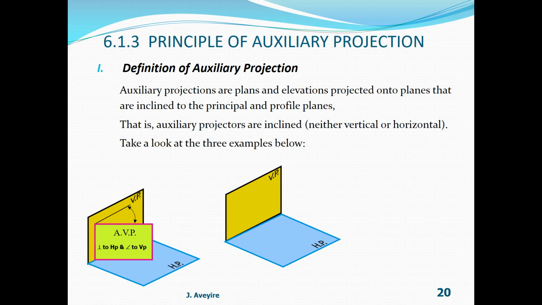Second example, an auxiliary inclined plane is introduced. This is perpendicular to the vertical plane, but inclined to the horizontal plane.